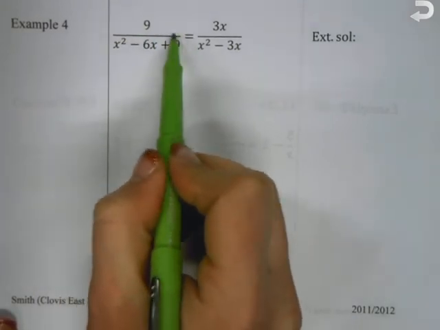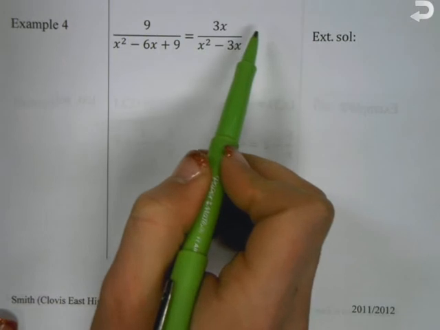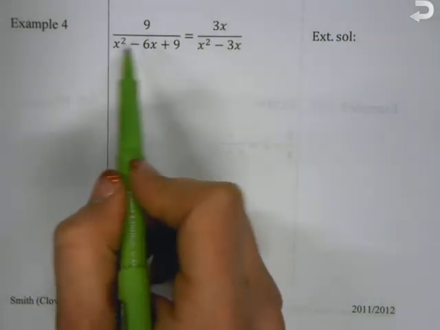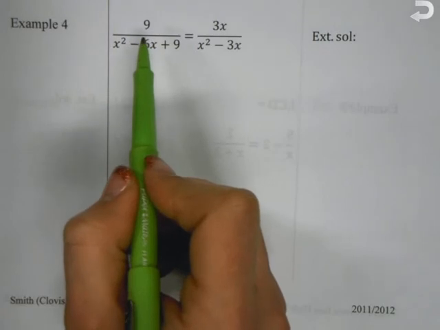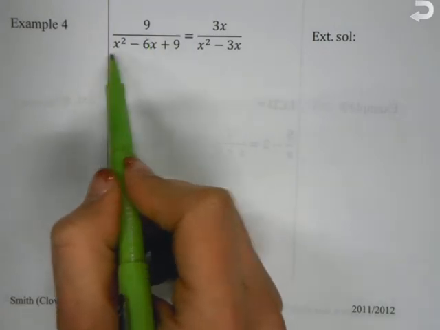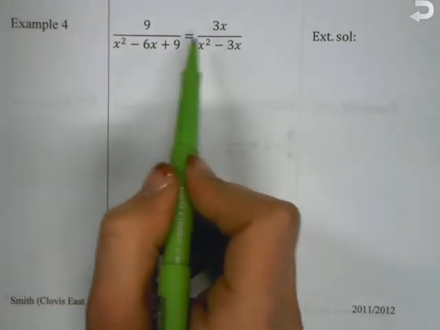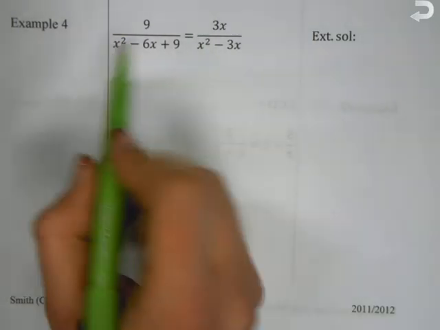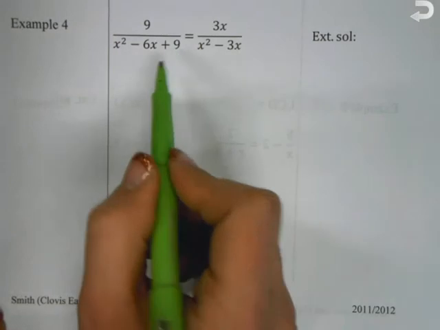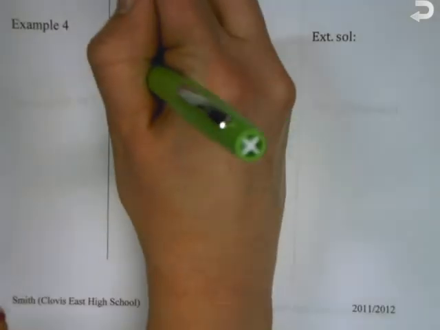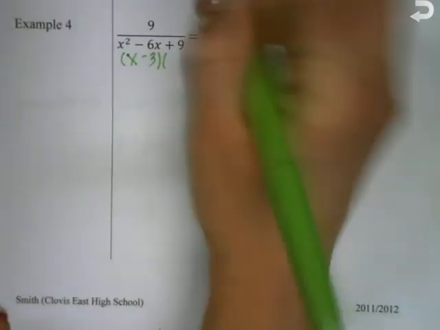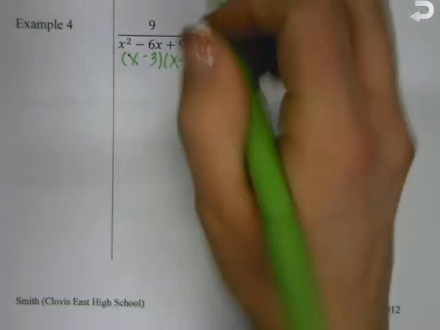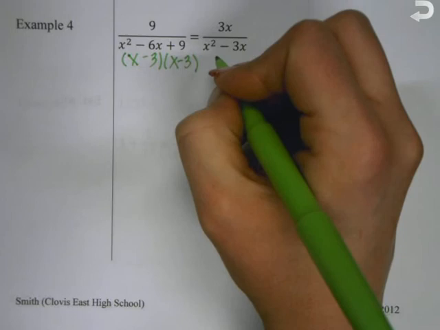So first, before we do anything, let's factor both of these guys just to see if we can maybe simplify it a little bit, and it might make our multiplication a little bit easier. How does x squared minus 6x plus 9 factor out? X minus 3 and x minus 3. What about x squared minus 3x? X times x minus 3.